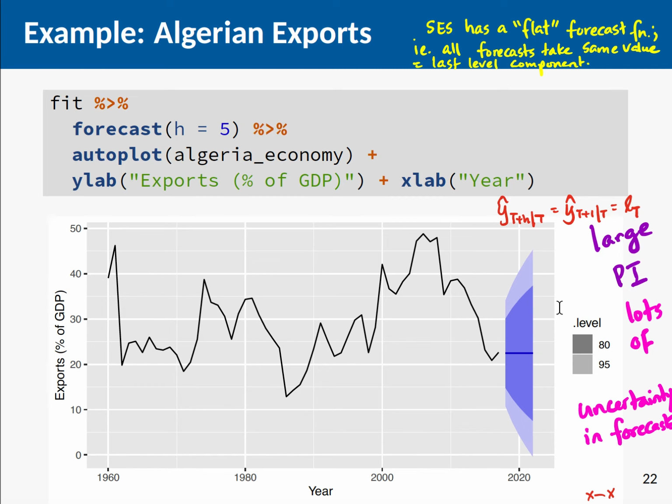And you can see here that the simple exponential smoothing model has generated a flat forecast. So this is important to remember. Anytime you have a simple exponential smoothing method or model, it is going to generate a flat forecast function. So all of the forecasts in the future are going to take the same value as the value of the last level component. So if you notice, this last value right here is extended into the future. But notice that there's a lot of uncertainty associated with these types of forecasts. So yes, we expected that because we're looking at a very simple model, but that's where we have to start.